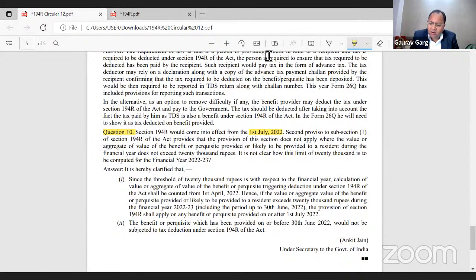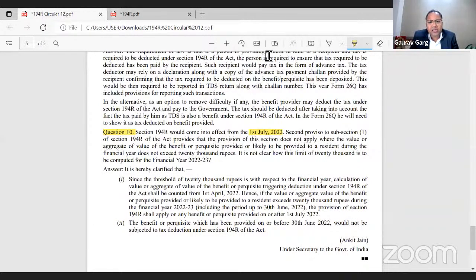So let's say after 1st July, you have provided the benefit of 20,000. Before 1st July, you have given the benefit of 15,000. So the total value of benefit which you have given is 20 plus 15, 35. Till 20,000, there is no deduction. So on 15,000, you need to deduct the TDS and pay it to the government.